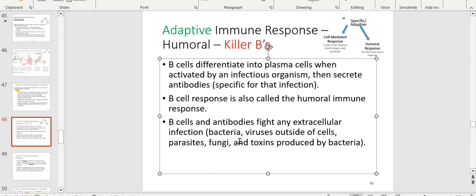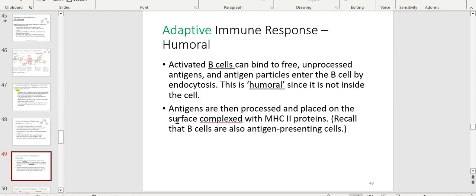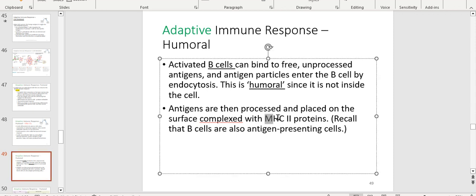B cells and antibodies fight any extracellular material, produced by bacteria. These activated B cells can bind to free, unprocessed antigens, and antigen particles enter the B cell by endocytosis. You'll remember, it's going into the cell, not exo, endo. This is humoral, since it is not inside the cell. Antigens are then processed and placed on the surface complexed with MHC2 proteins. Recall the B cells are also antigen-presenting cells.